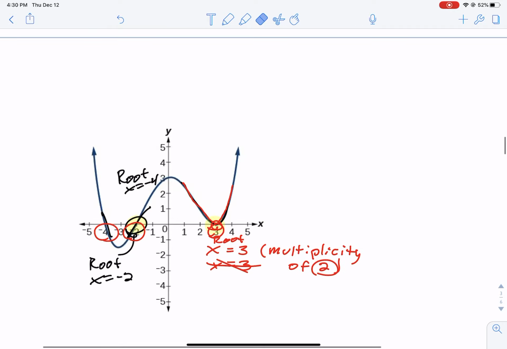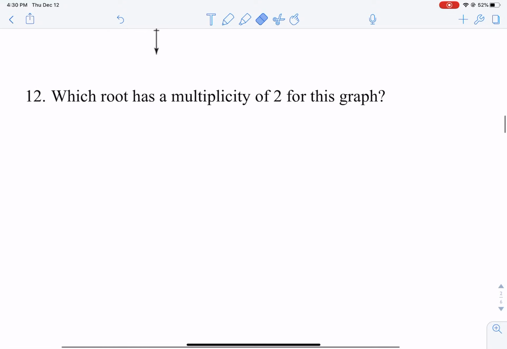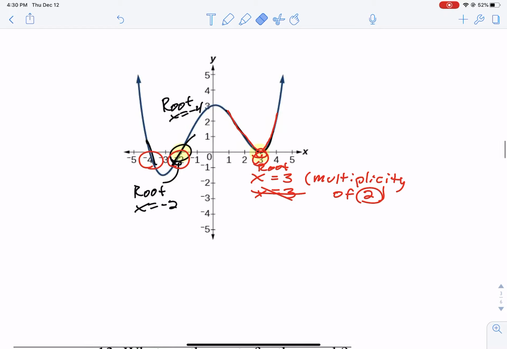So that's what's going on. So the question was, which root has a multiplicity of 2? The answer is x equals 3, okay, or 3.